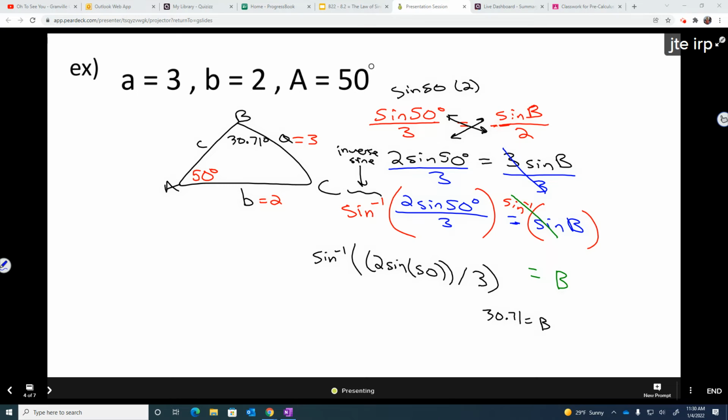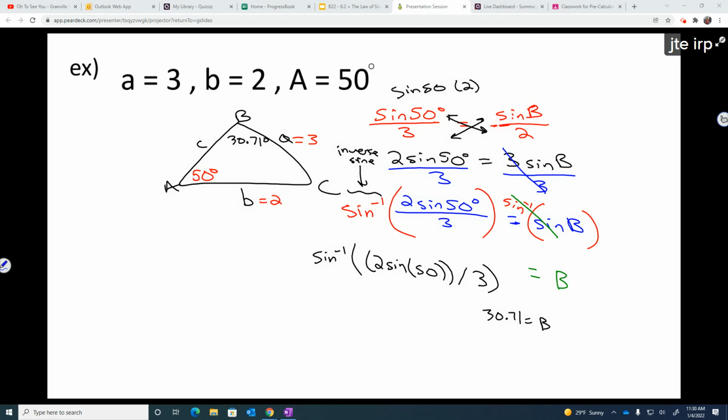So now that we've got that, it ends up being the same idea we had yesterday. We still have to get 2 more things, big C and little c. The easiest one to get next would be what? Yeah, big C. Because we know these 2 angles, so then we just do 180 minus 50 minus 30.71. That'll give us big C.